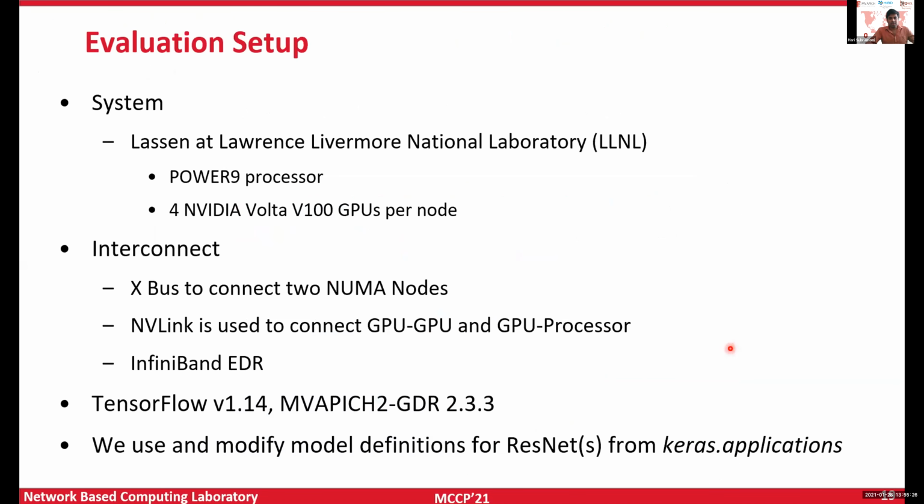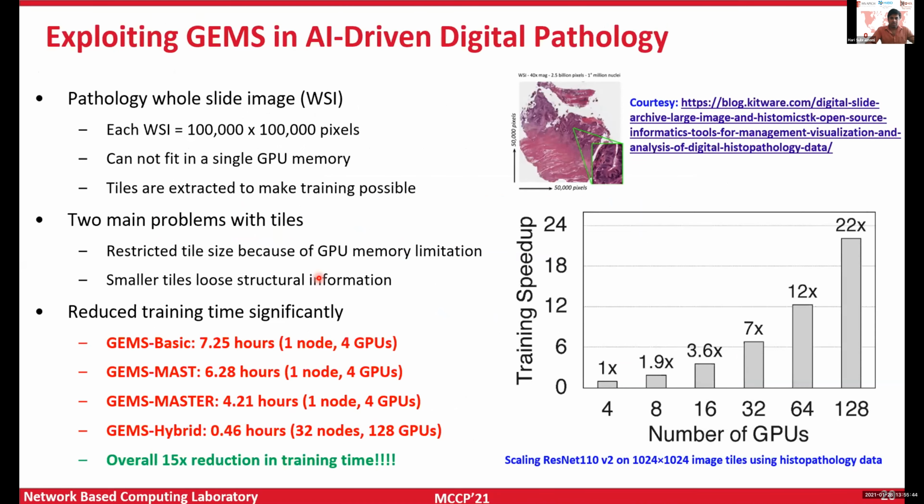We evaluated our solution on different emerging HPC systems at centers like the Lawrence Livermore National Lab. Here we were using 4 NVIDIA Volta GPUs per node, which is kind of the state of the art. On such a system, we were able to show up to 22x improvement in overall training time using 128 GPUs. This is a significant improvement in overall execution time for your digital pathology training workflow.